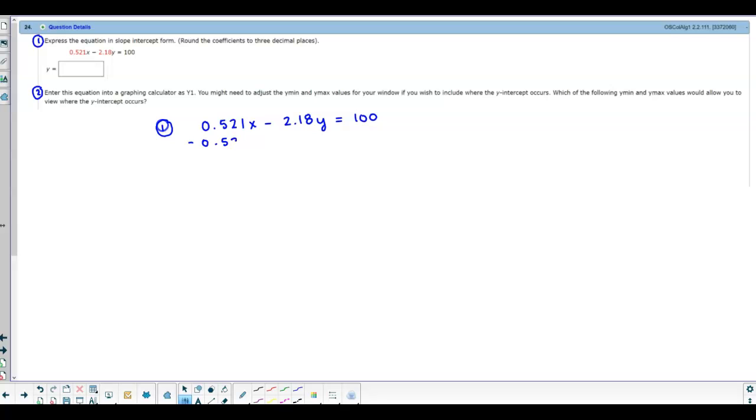0.521x minus 2.18y, which is equal to 100. So we want to put this in slope-intercept form by solving for y. So we're going to subtract 0.521x to both sides.